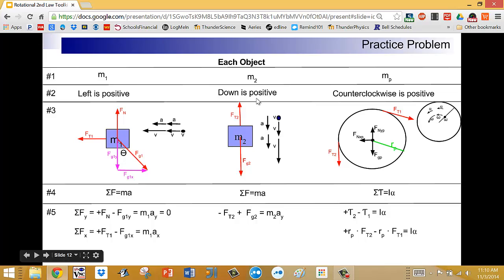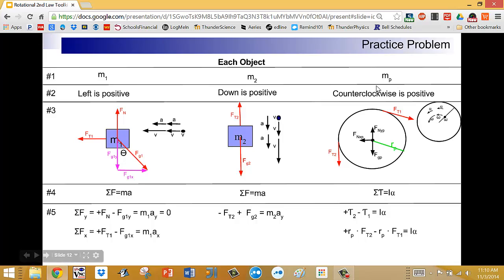If we look at M2, we're not going to bother with a horizontal equation because there are no horizontal forces, so we'll just look at the vertical. Now, I'm going to refer back to that green line that I talked about before. That green line showed that downward is going to be positive, so we'll call FG2 positive and FT2 negative. There's going to be a net force there as well, so that's going to be M2 times a y.